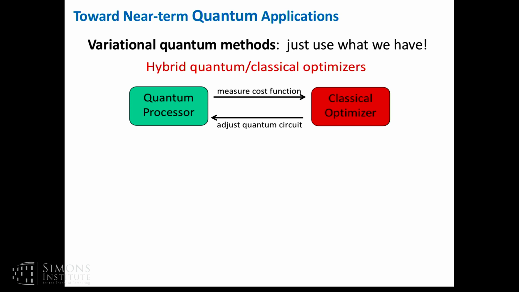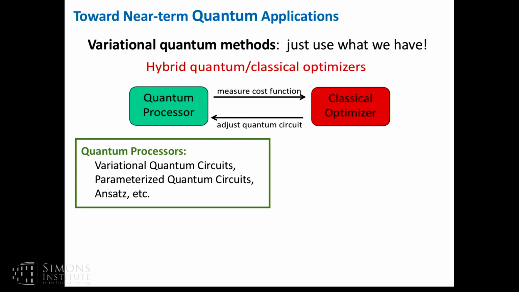And so you probably heard the word a lot. This is a typical picture. People call this hybrid quantum-classical optimizers, but it also has different names. Just imagine you have the quantum processors, which sometimes people call variational quantum circuits or parametric quantum circuits, or maybe physicists call it just ansatz. So what you really have is just quantum circuits, where each gate is parameterized by some real parameter. And typical gates are just Pauli rotation gates, with the parameter being the angle.